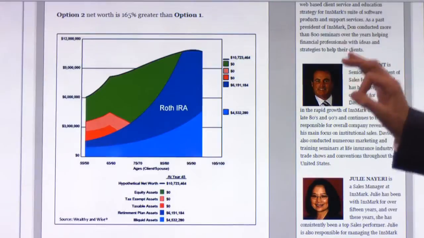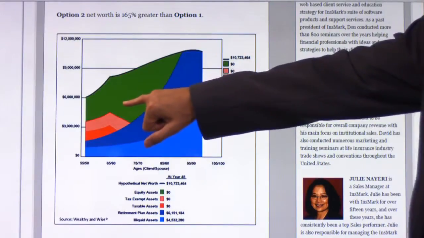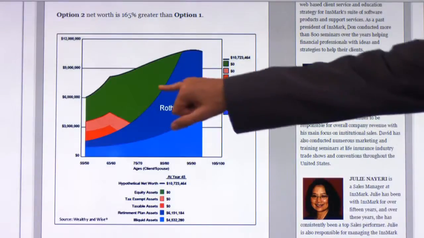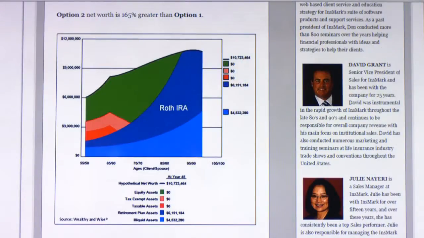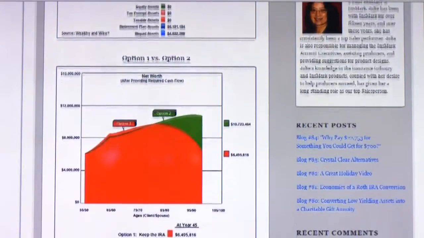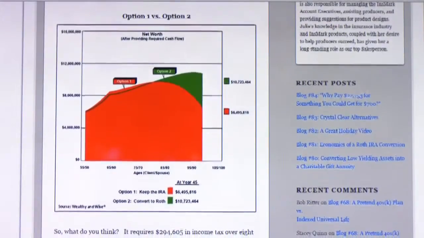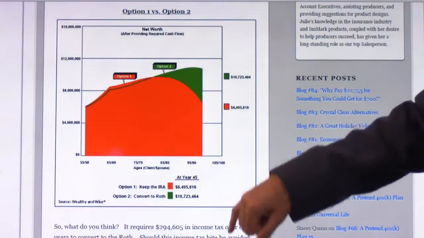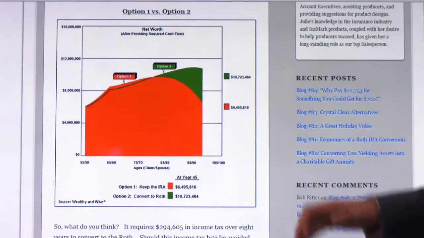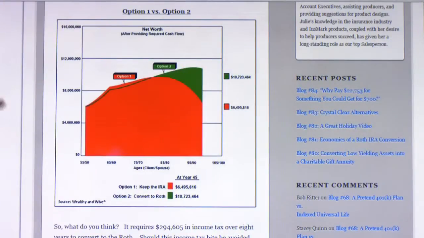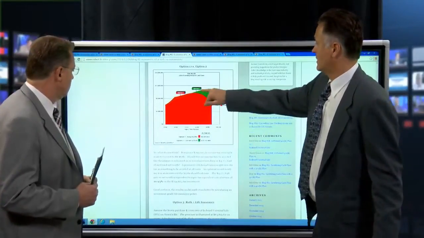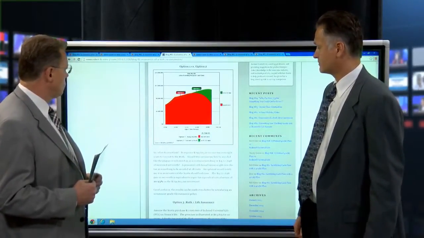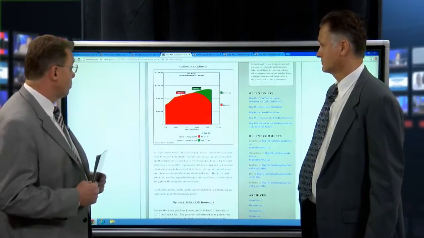Okay, so this is option two. As you can see, if we convert the IRA to the Roth over that 8-year period, we end up with a $10 million net worth. And just to compare the IRA versus the Roth conversion, with the IRA, you end up with $6.5 million in net worth. With the Roth conversion, net of the tax, you end up with $10 million out at age 100. Wow, that's huge, actually, when you think about the spread on that.